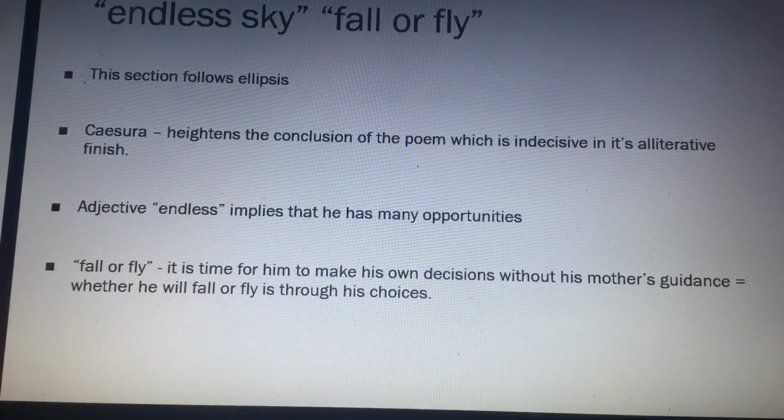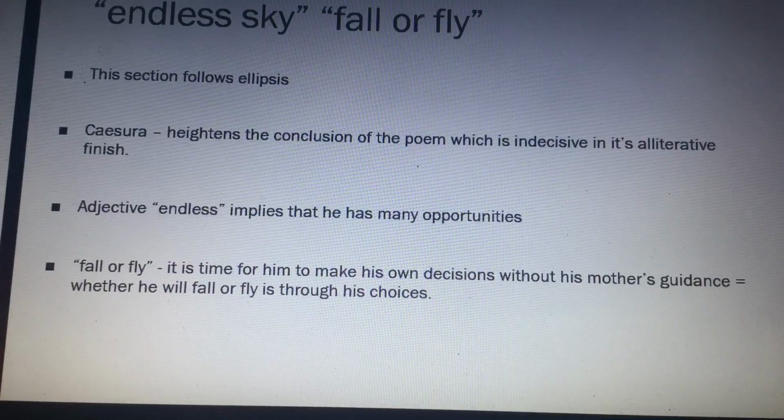When we come to the end, we get endless sky, fall or fly, and this section follows ellipsis. So again, Shazira heightens the conclusion of the poem, which gives us options, and it's indecisive, and it's got alliteration in the fall or the fly, and we get the rhyming couplet as well of sky and fly. The adjective endless implies that the son has endless opportunities. We don't know what awaits him. We don't know if he'll be successful, although fly to end the poem suggests he will.